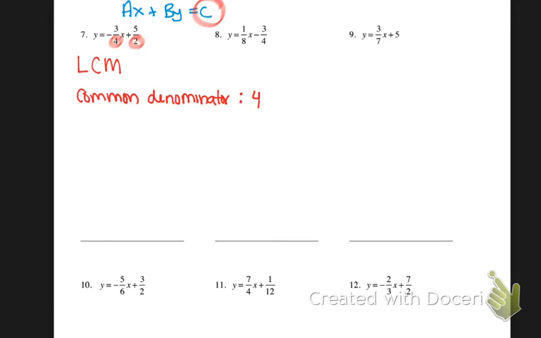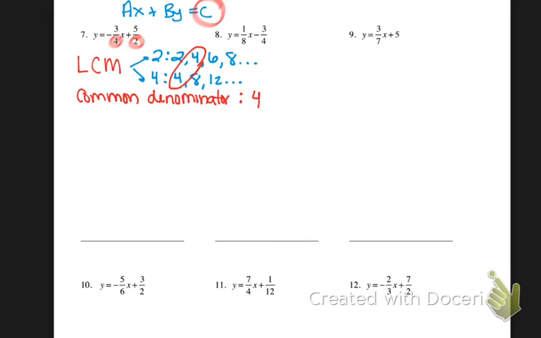If you're not sure, we can look at each of these numbers and find the multiples. So multiples of 2 would mean 2 times 1, 2 times 2, 2 times 3, 2 times 4, etc. Multiples of 4 would be 4 times 1, 4 times 2, 4 times 3, etc. And we're looking for the smallest number that they have in common. The smallest number that they have in common is 4. So that's why the least common multiple is 4.